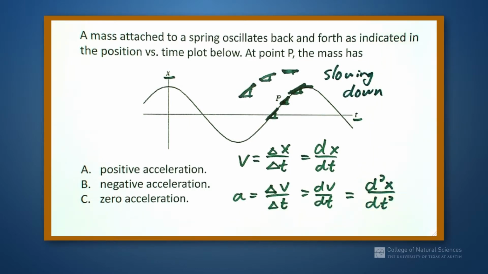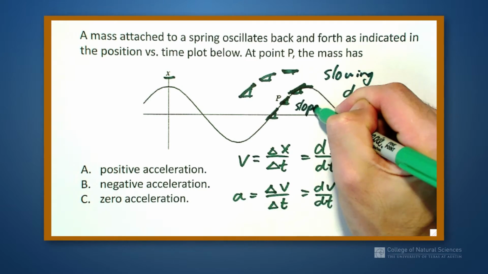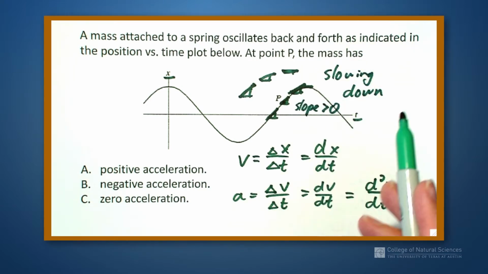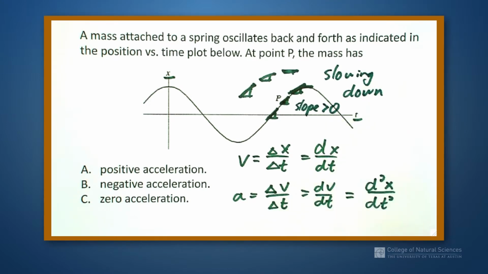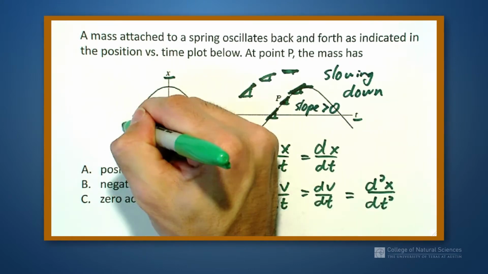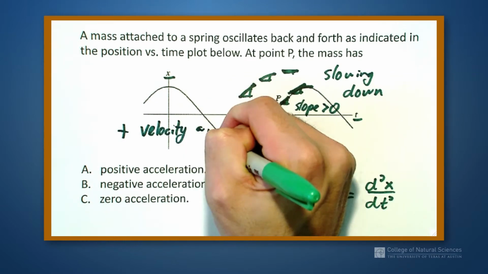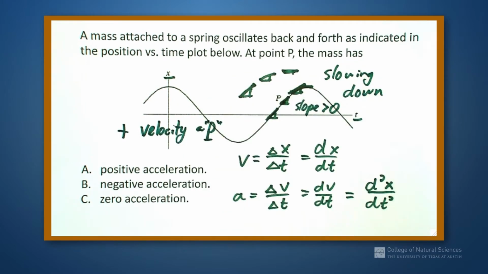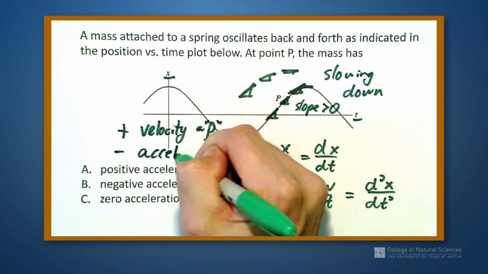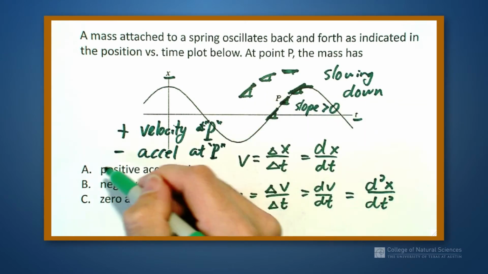And the slope is positive, right? The slope is greater than 0, but that slope is getting lower and lower and lower, which means it's decreasing in value, so it's slowing down. The slope being greater than 0 gives me a positive velocity at P, but the slowing down means that we have a negative acceleration at point P. So our acceleration is negative.